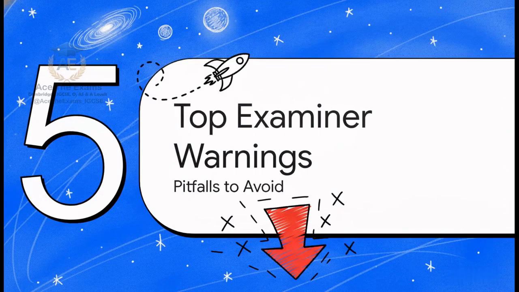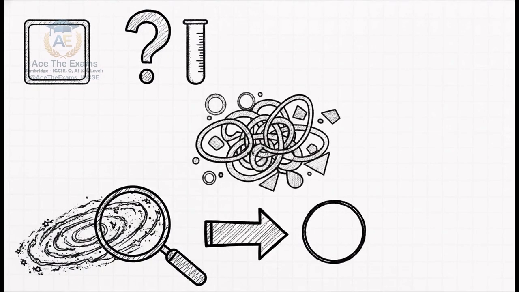Section 5. Top examiner warnings, pitfalls to avoid. Let's expertly navigate safely around the exact areas where thousands of students unnecessarily drop easy marks every single year. You absolutely must avoid these 3 most common mistakes by rigorously double-checking your presentation and tying your physics calculations specifically to the context of the question. First up, forgetting proper format.